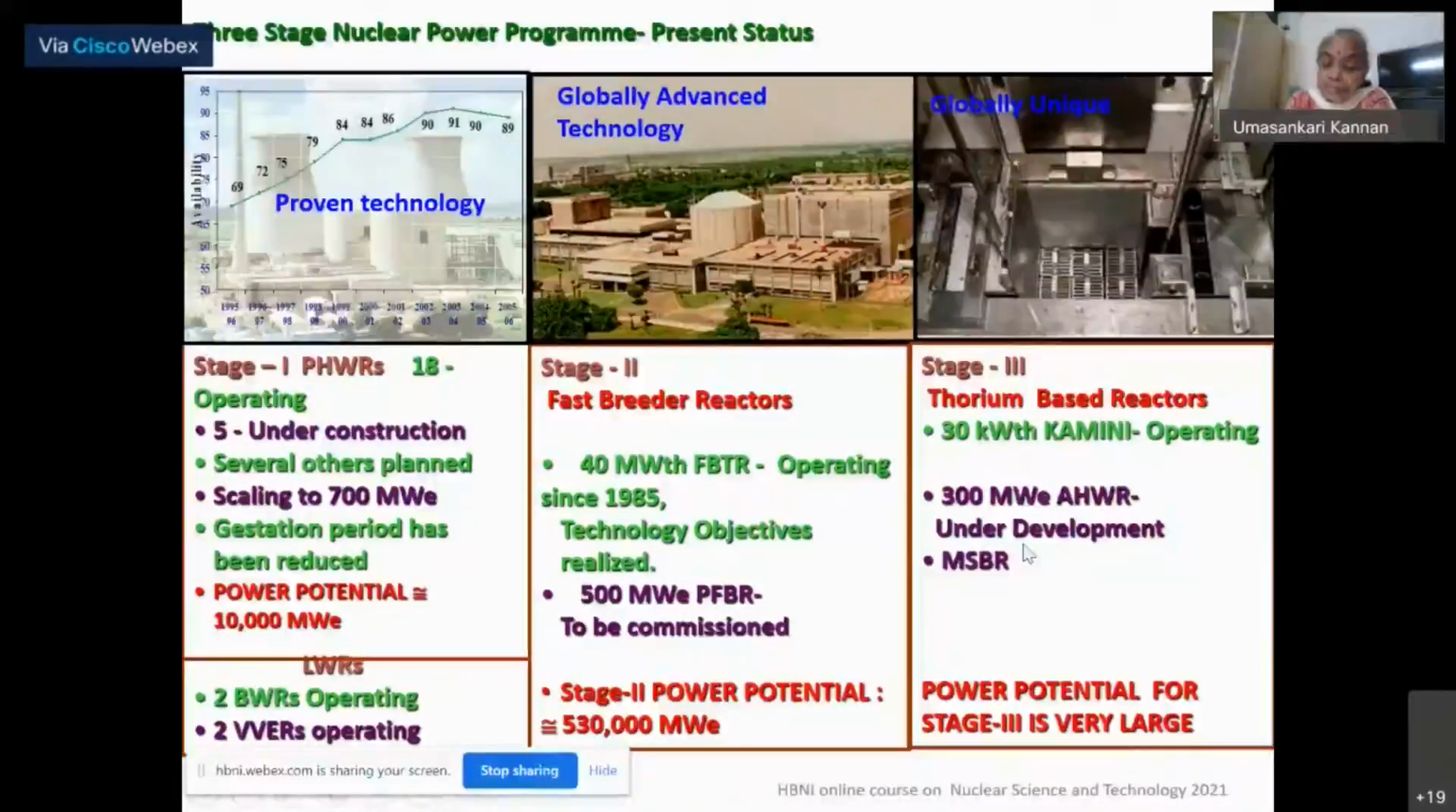That is the concept. It is a very well established and very unique concept which our country has been following. To this end, two reactors have been designed. That's what I had told you. One is the advanced heavy water reactor, which is under development, and the other is the molten salt breeder reactor, which is at the conceptual stage. So the power potential in this stage is very, very large.